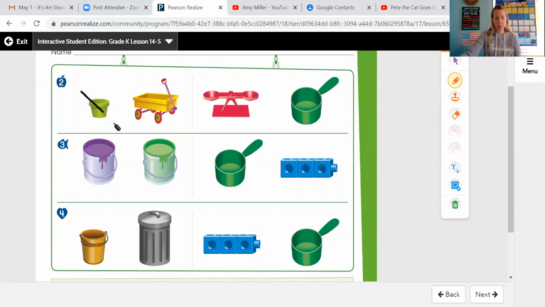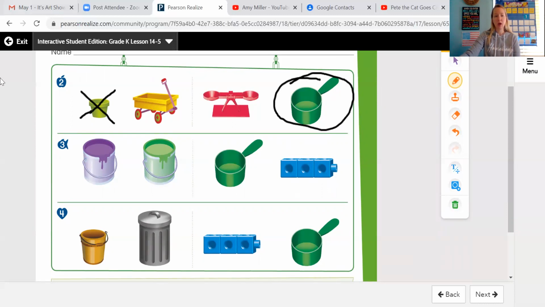If you said flower pot, you got it. So mark an X on the flower pot because that would hold less. Now, over here, which tool will tell you how much the objects can hold? A balance scale or a measuring cup? If you said measuring cup, you are right.